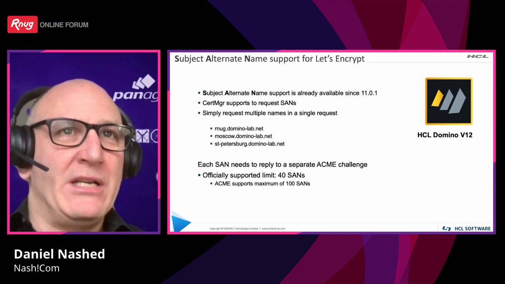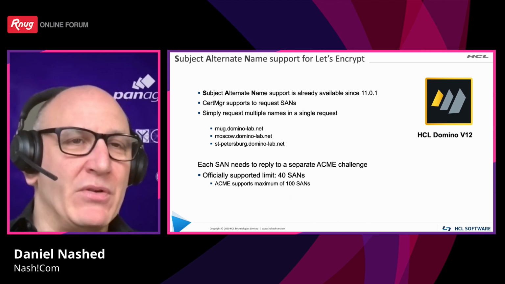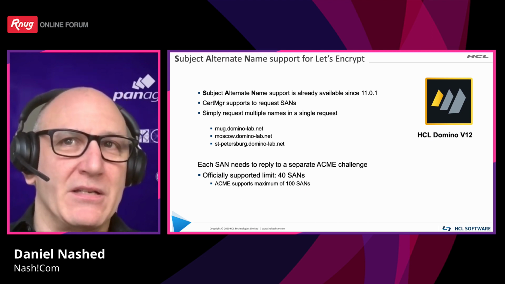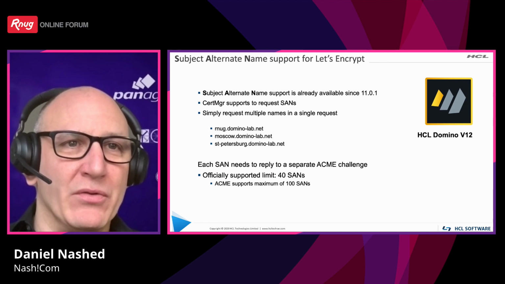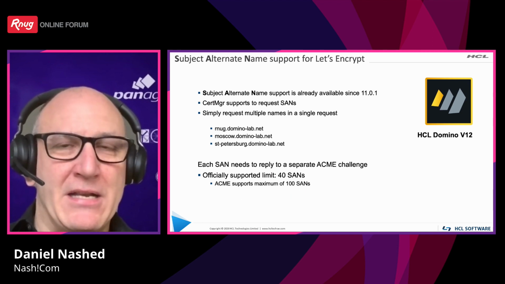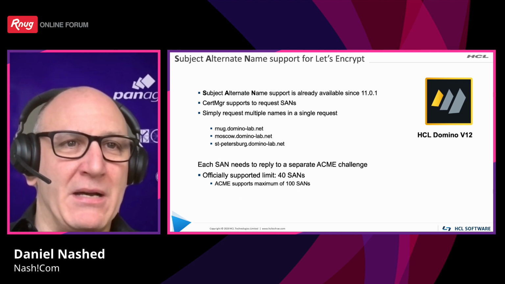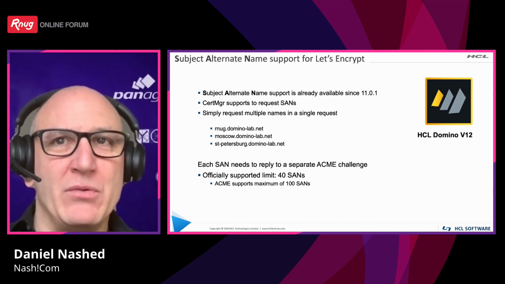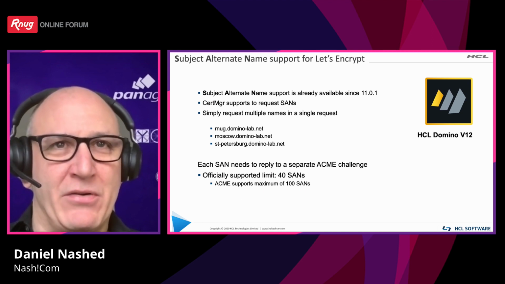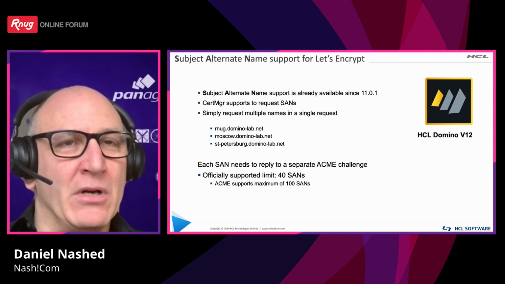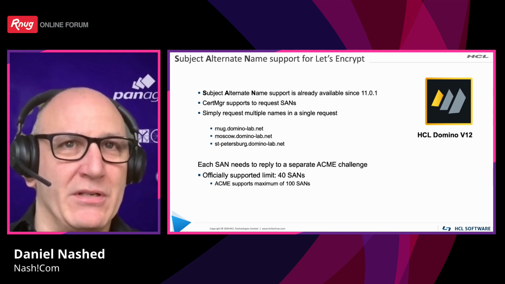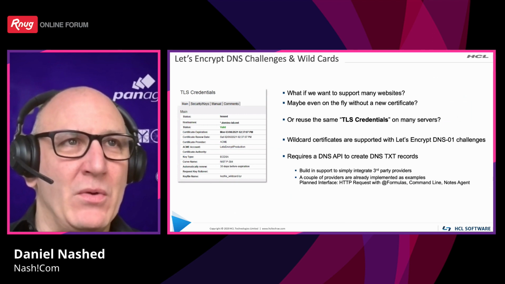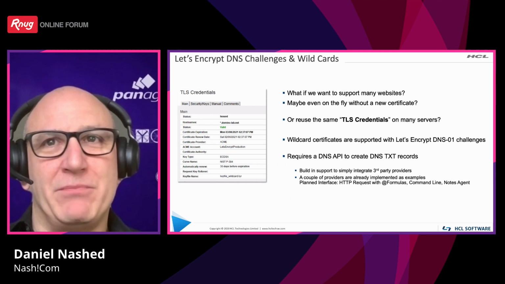So what also is already part of this is the subject alternate name. So you can have many different names in the certificate. Officially supported currently are 40 SAN names, subject alternate names. But the ACME protocol supports up to 100, and this has been already tested, as I heard. But you don't always want so many different names, and the number of certificates is limited. So there is a second option, which is implemented in the first beta, right?